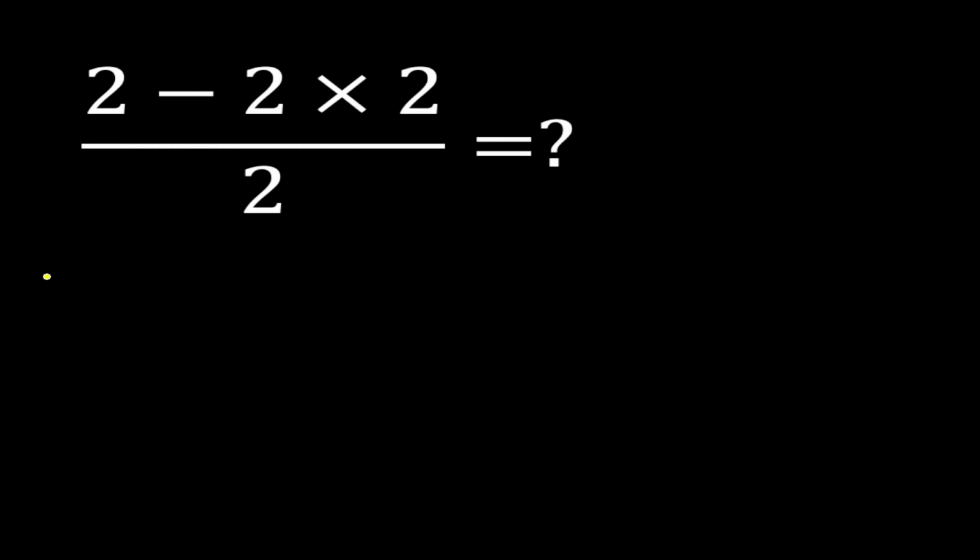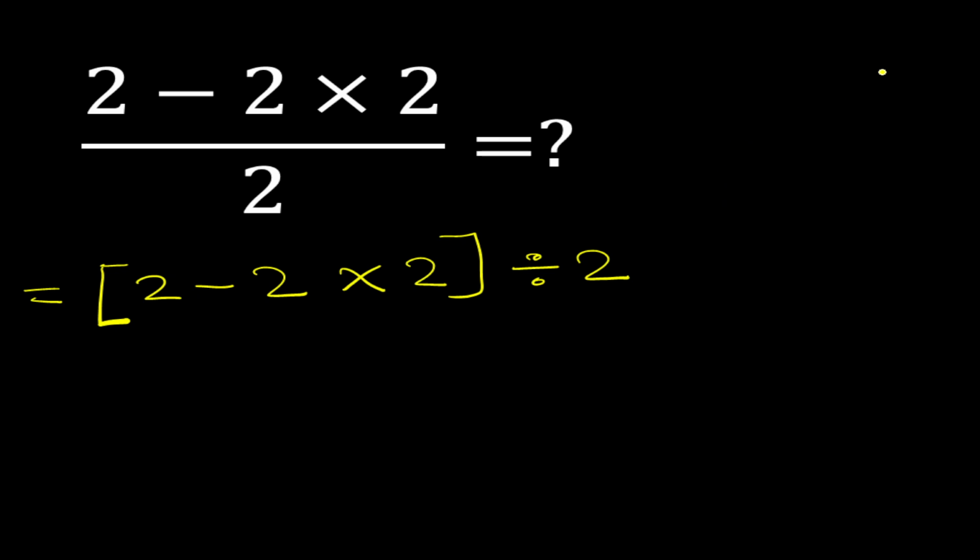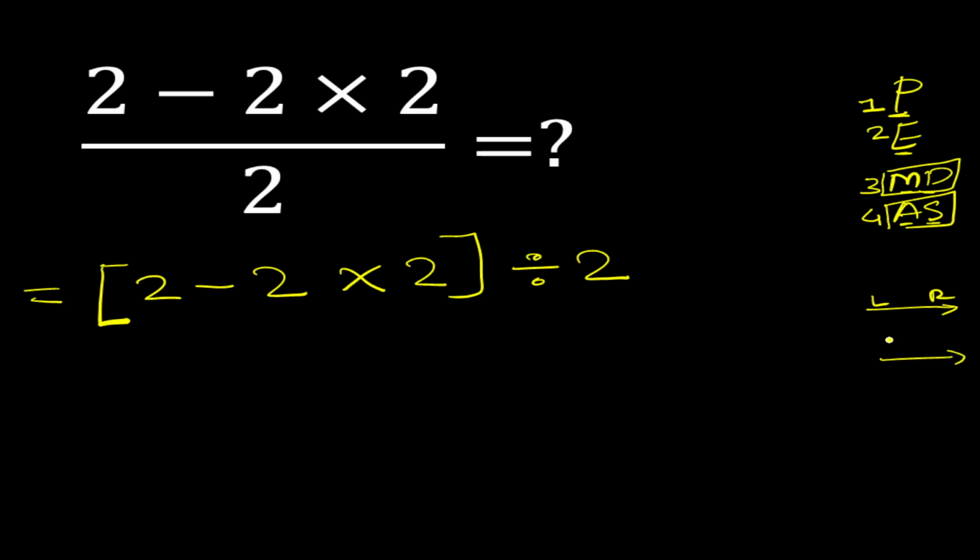So first we can write this question like the parenthesis 2 minus 2 times 2, and divide by 2, right? Now according to the PEMDAS rule, first priority is parenthesis, then second priority is exponents, third priority is multiplication and division. Here multiplication and division both have equal priority, so we have to solve it from left to right. And fourth and last priority is addition and subtraction. Also addition and subtraction both have equal priority, so we have to solve it from left to right.